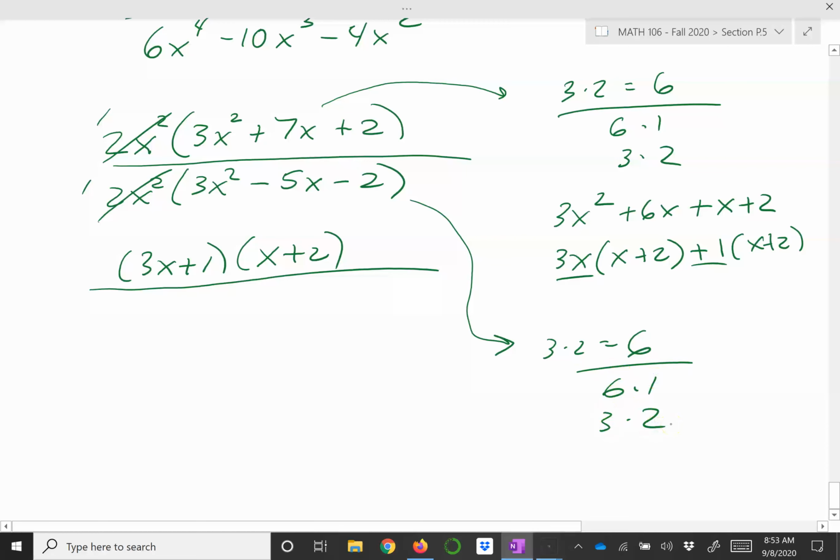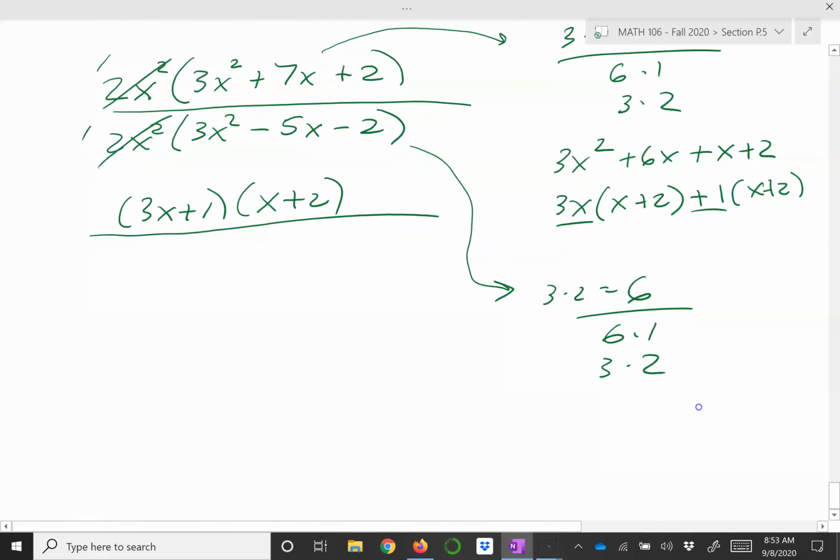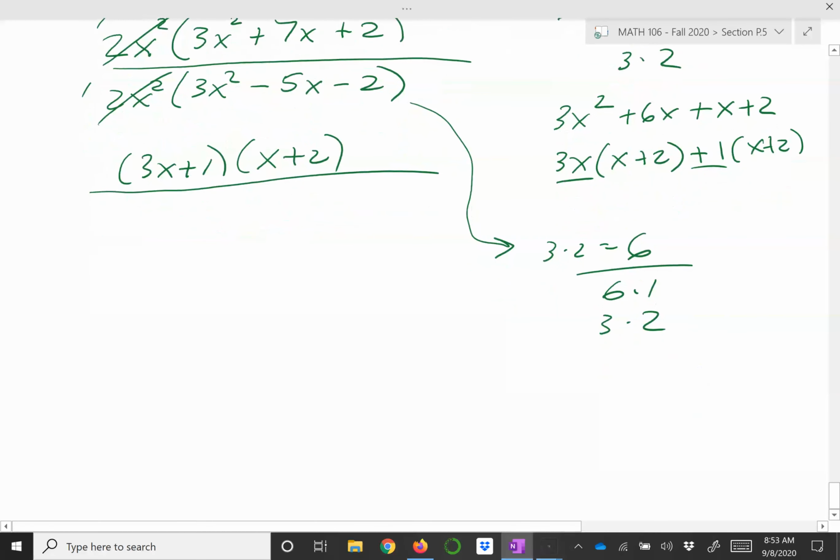I think we're going to use 6 and 1 again. Yeah, we're going to use 6 and 1. So it's going to be 3x squared, and then I'm going to do minus 6x and then plus x minus 2. And then let's see what happens.